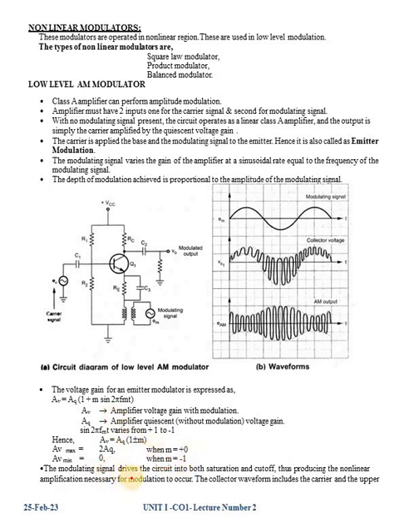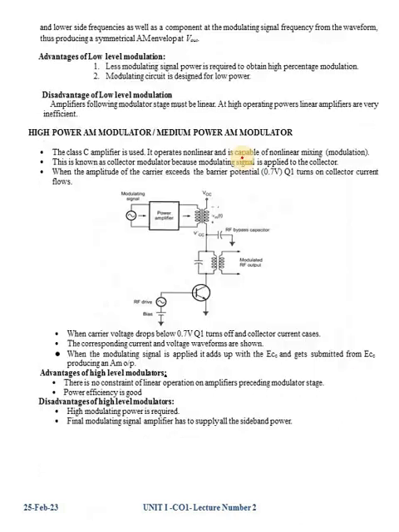So the modulating signal drives the circuit into both saturation as well as cutoff, thus producing the nonlinear amplification necessary for modulation to occur. The collector waveform includes the carrier, the upper and lower side frequencies, as well as the component at the modulating signal frequency. Thus we produce a symmetrical AM envelope at the output side.